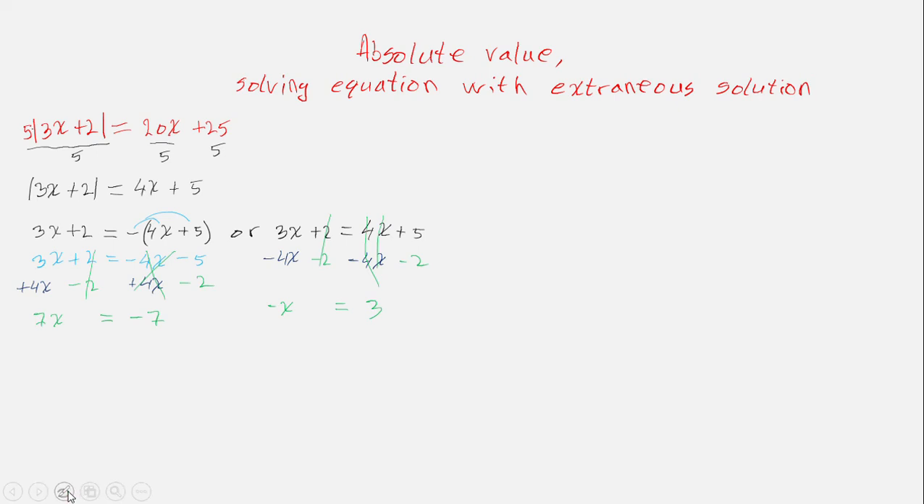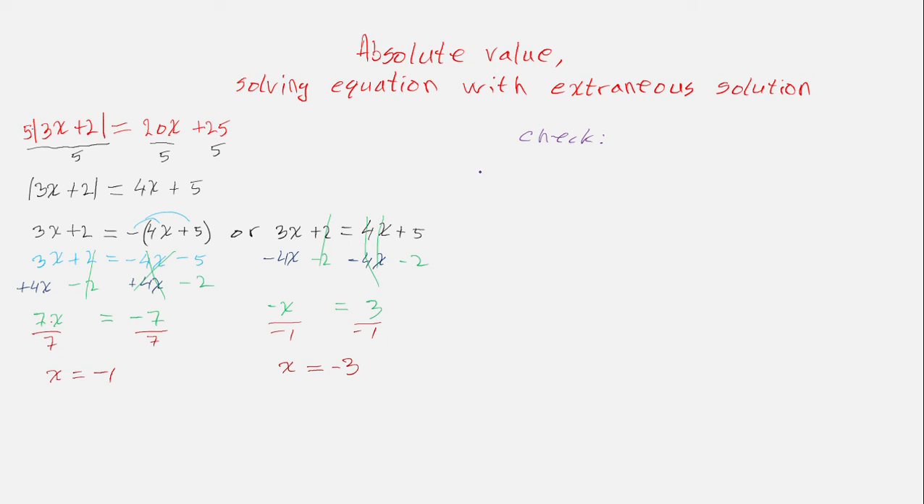Now all we need to do here is divide by 7, because this is multiplication, and we get that x is equal to -1. In this case, we divide by -1, so we get that x is equal to -3. Now, we cannot say that these are answers yet because we didn't check. So let's check. And remember, for absolute value problems, we always need to check.